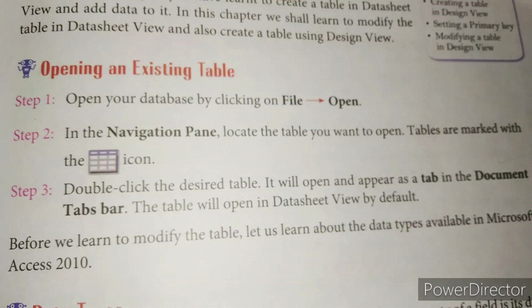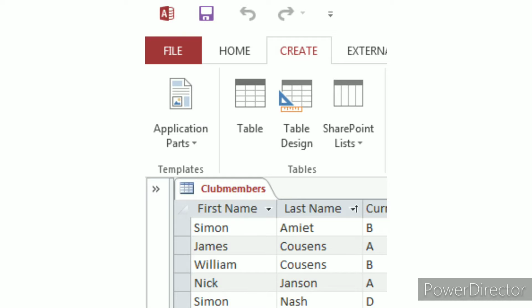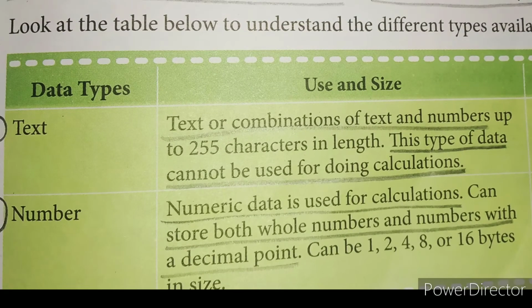Step 1. Open your database by clicking on the File tab, then the Open button. Step 2. In the navigation pane, locate the table that you want to open. Step 3. Double-click the desired table. It will open and appear as a tab in the Document tabs bar. The table will open in Datasheet view by default.